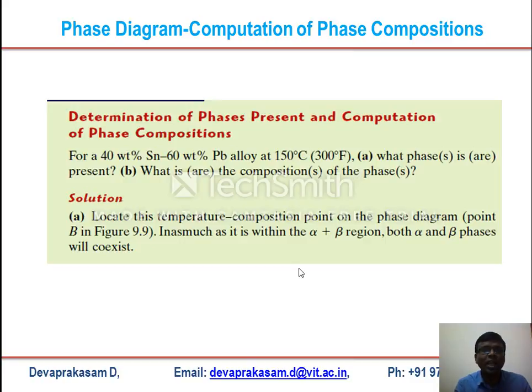You mark the line. Locate this temperature-composition point on the phase diagram. Point B in the figure, in as much as it is within the alpha plus beta region. So here it is, this temperature and this composition. This is within that alpha plus beta region, so both alpha and beta phases coexist.